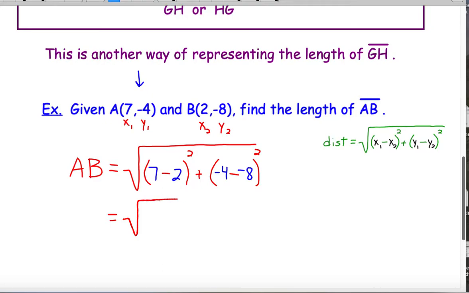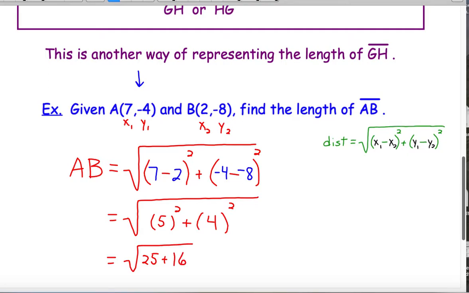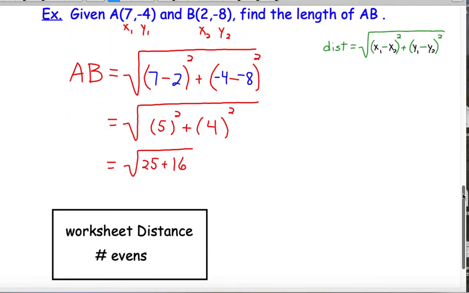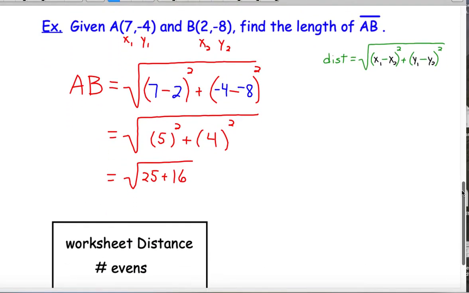But if you want to work out each piece individually, 7 minus 2 is 5. -4 minus a -8 is -4 plus 8 is a 4. And then 5 to the second power, 5 times 5 is 25. 4 to the second power, 4 times 4 is 16. You should always get 2 positive numbers after you square that. And so we get the square root of 41.